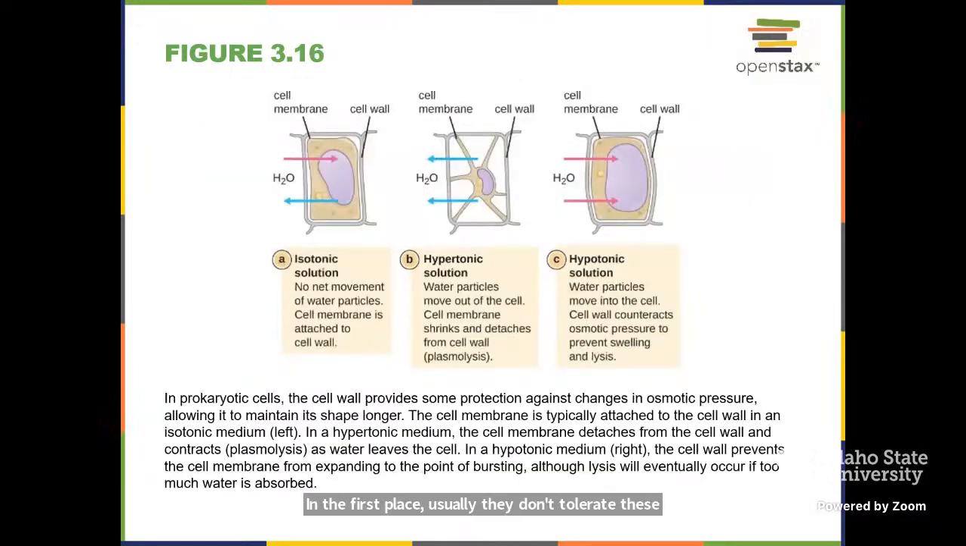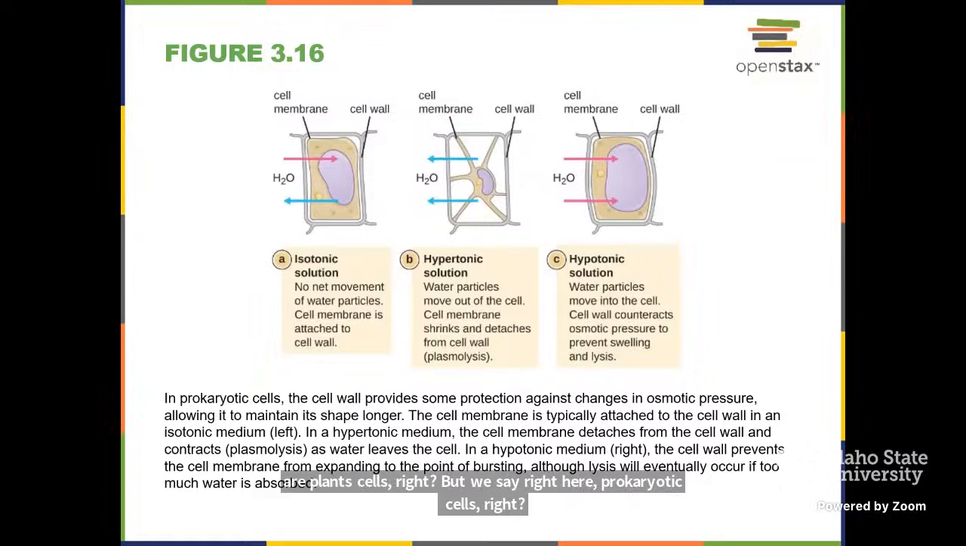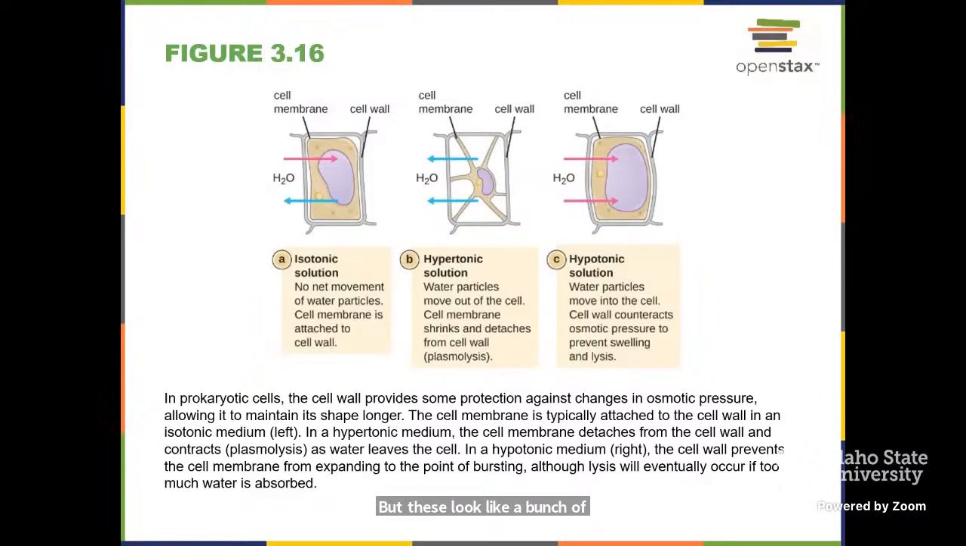So as I see this, these are plant cells, all right? But we say right here prokaryotic cells, right? But these look like a bunch of plant cells to me. And part of that is just using figures interchangeably, because there is some similarity here. But this isn't really a prokaryotic cell. There is a humongous vacuole that we see inside of a plant. We're not seeing their little chloroplasts, but they're there, right?